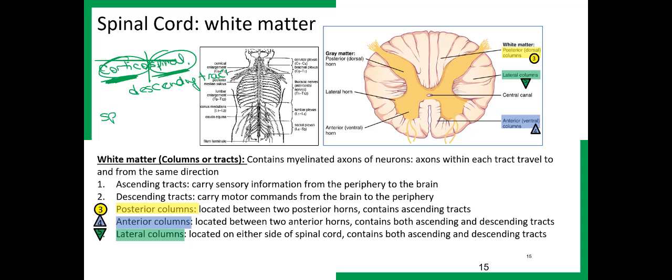If you have another tract called the spinothalamic tract, again, it goes from the spinal cord to the thalamus. This would be an ascending tract, right? Because it goes from the spinal cord to the thalamus over here. So if you come across the name of a tract with a double-barreled name, the first half is where it comes from, the second half is where it goes to, and from there you can figure out whether it's an ascending or a descending tract.